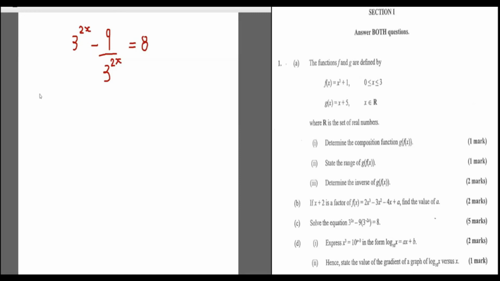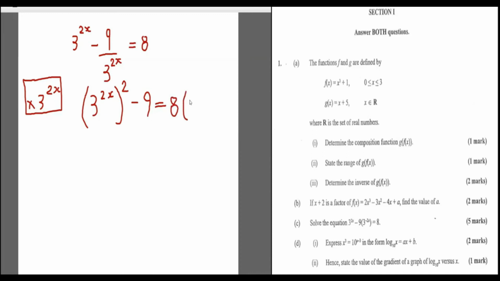To solve this equation, I'm going to multiply the entire equation through by 3 to the 2x. By doing that, I'm going to have 3 to the 2x all squared, minus 9, is equal to 8 times 3 to the 2x. Nice and easy. All we did was multiply through by 3 to the 2x to make the equation easier for us to solve.